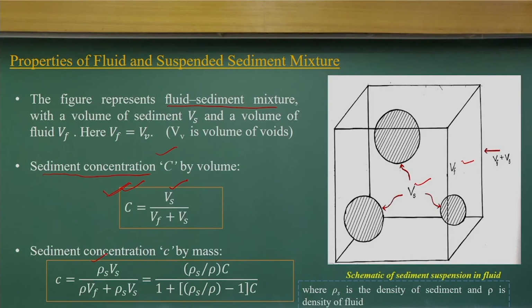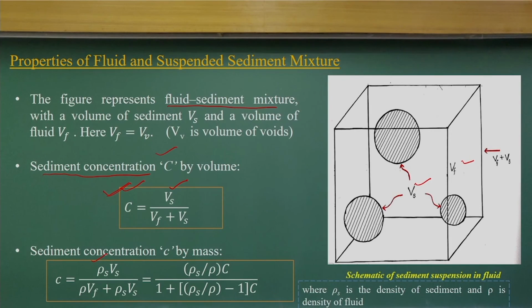When we use mass conservation, we multiply the density with the volume to get the mass. What could be the mass of the sediment particles? It will be rho s into Vs. Rho s here is the density of the sediment particles, and Vs is the volume of the sediment particles. In the same way, if I multiply it, I will get the sediment concentration by mass. This is by volume. That's the difference.